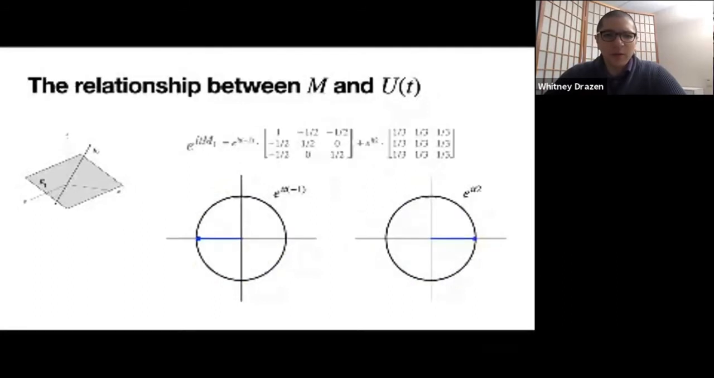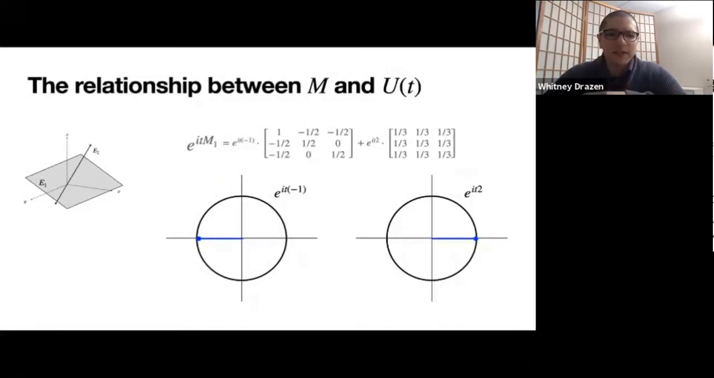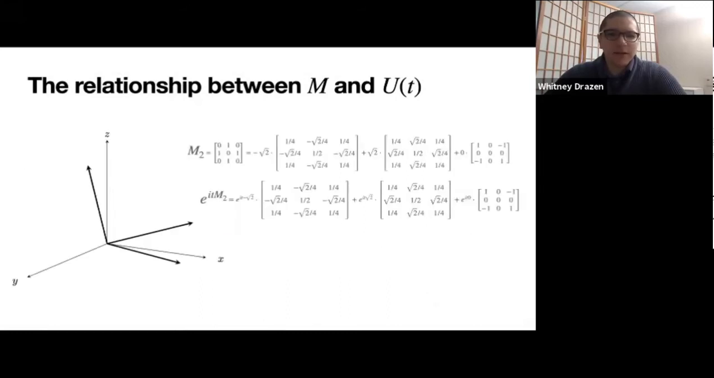But all that happens is that these eigenvalues are winding around the unit circle, and the rate at which they're winding around the unit circle is proportional, I should say, to the eigenvalue of M. Okay, so here's yet another example.